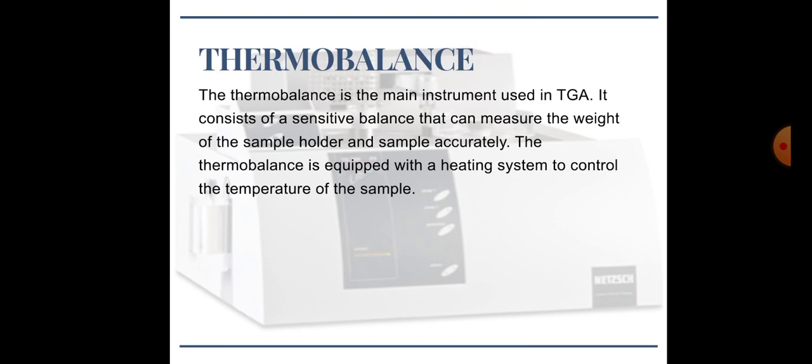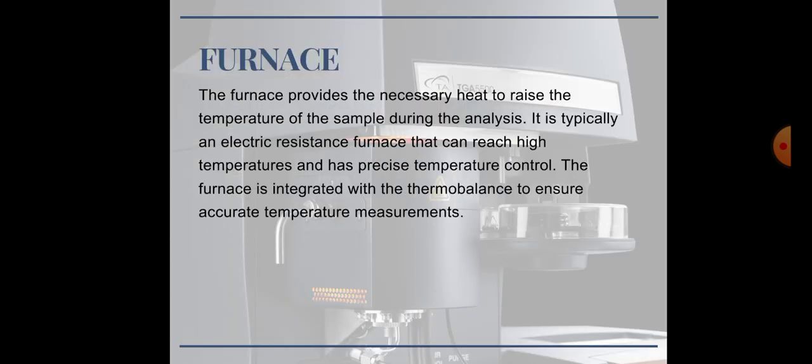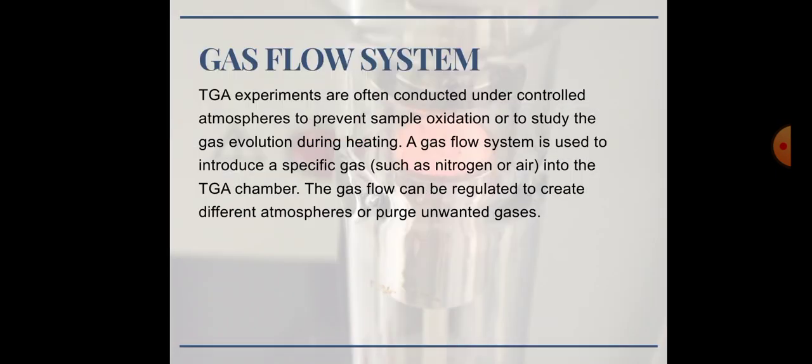Thermobalance. The thermobalance is the main instrument used in TGA. It consists of a sensitive balance that can measure the weight of the sample holder and sample accurately. The thermobalance is equipped with a heating system to control the temperature of the sample. Furnace. The furnace provides the necessary heat to raise the temperature of the sample during the analysis. It is typically an electric resistance furnace that can reach high temperatures and has precise temperature control. The furnace is integrated with the thermobalance to ensure accurate temperature measurements.